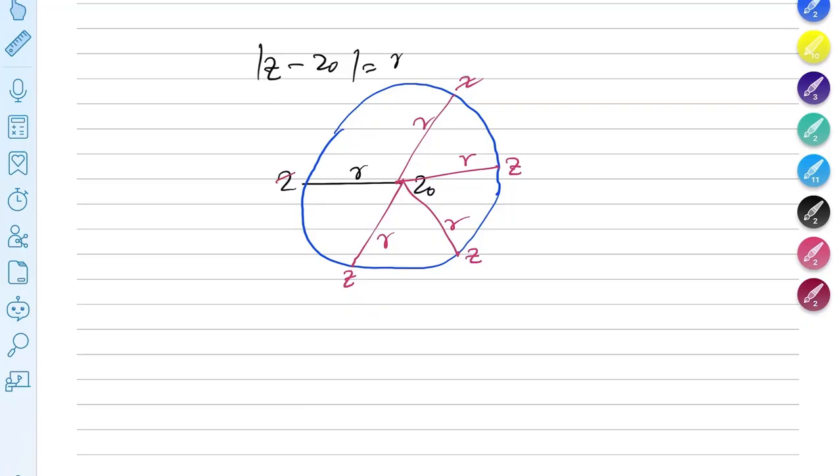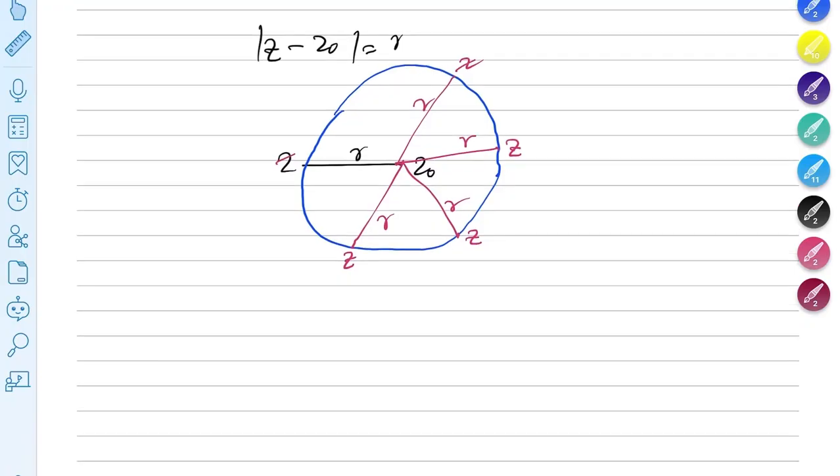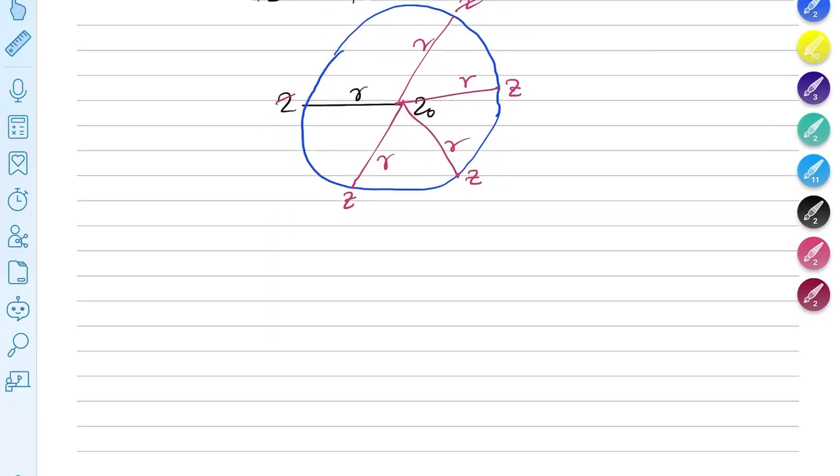So what is a circle? In a circle the center and the radius are constant, and the point only varies such that the distance remains constant from z0. That's why this represents a circle.